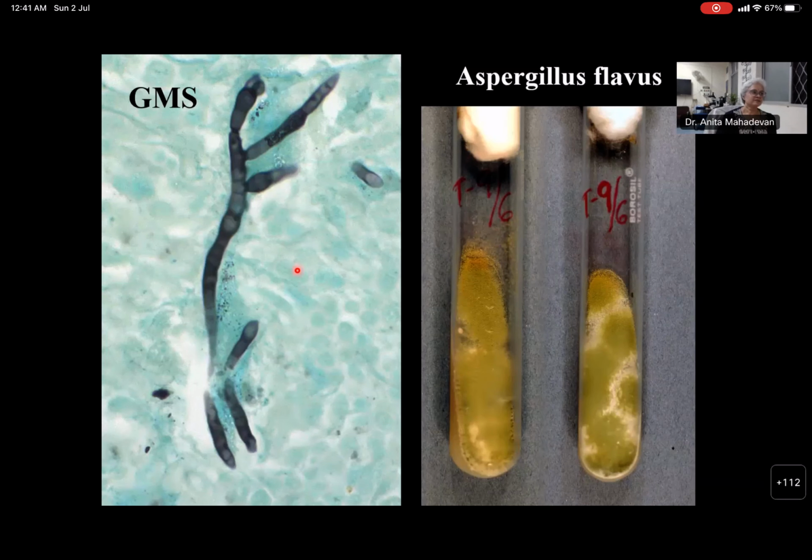So this is a GMS with acute septate branching fungal hyphae, and this is the beautiful greenish colonies that you see on culture.